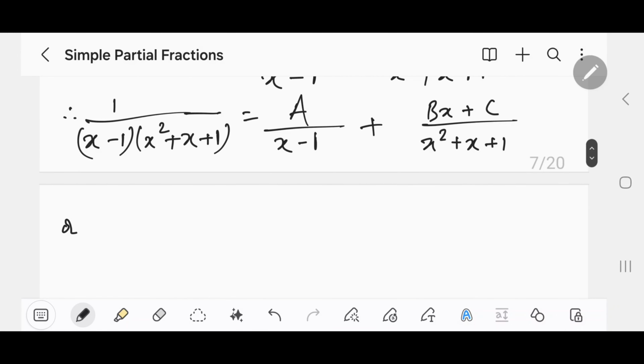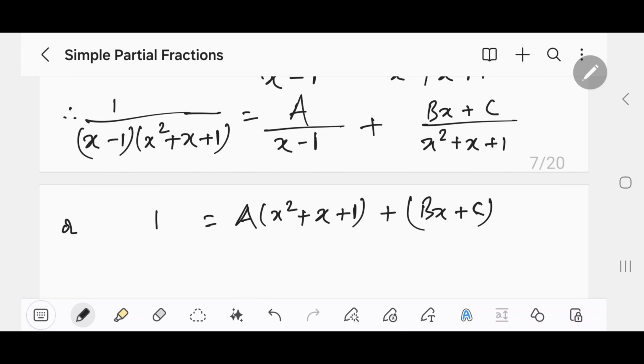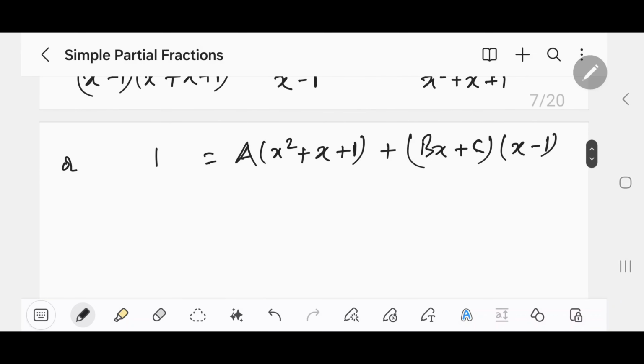After taking the LCM and cancelling all the denominators, we are left with A(x² + x + 1) + (Bx + C)(x - 1). Now, how to solve this kind of problem? Always start vanishing this complex term.